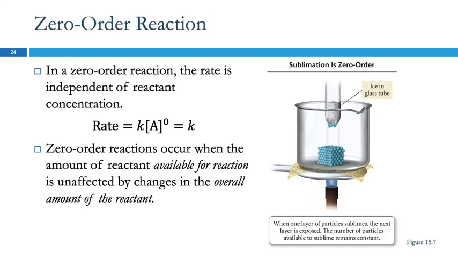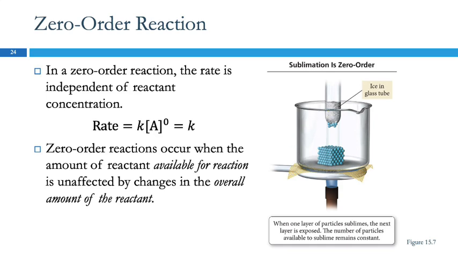So in a zero order reaction, the rate is independent of the reactant concentration. Mentioned that already. The rate is just equal to the rate constant. So how does this work out? These sorts of reactions occur when the amount of reactant that's available for reaction is not actually changed by changes in the overall amount of reaction. So an example of this is sublimation. So you pretend that this is like iodine or something, and it's going from the solid state to the gas state.